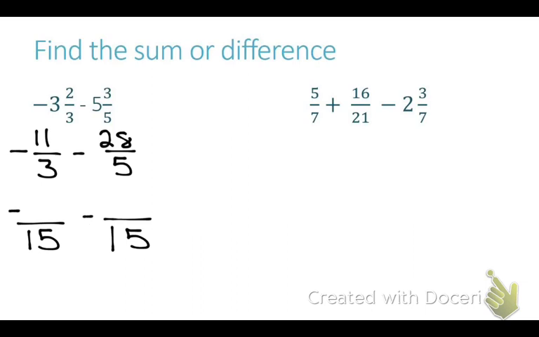Now, 3 times what gives me 15? 5. So 11 times 5 is 55. Creating equivalent fractions here. 5 times what is 15? 3. So 28 times 3 is 84. So now we're to this step. And on the quiz, I saw many students get to this step and then they would subtract the numbers from each other.